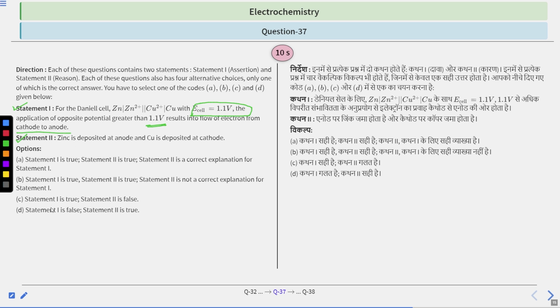So the options are: Statement 1 is true, Statement 2 is true, Statement 2 is a correct explanation for Statement 1. Statement 1 is true, Statement 2 is true, Statement 2 is not the correct explanation for Statement 1. Statement 1 is true, Statement 2 is false, or Statement 1 is false, Statement 2 is true. You have 10 seconds to solve this question. After that, we will see the answer.